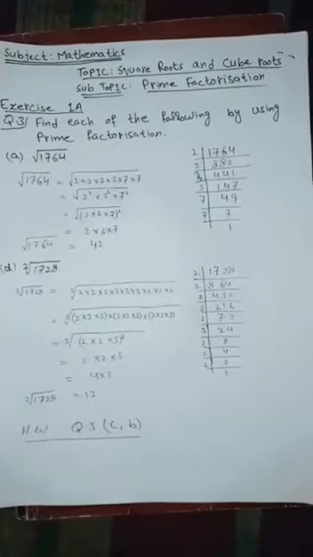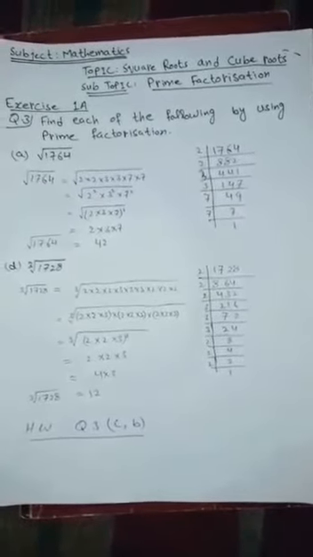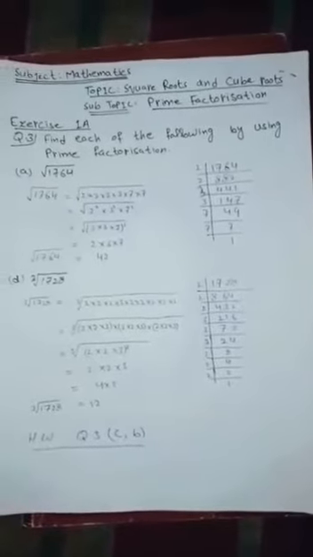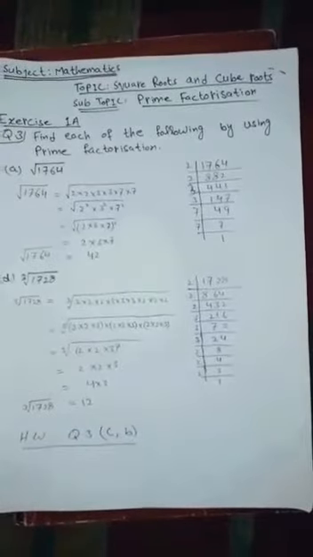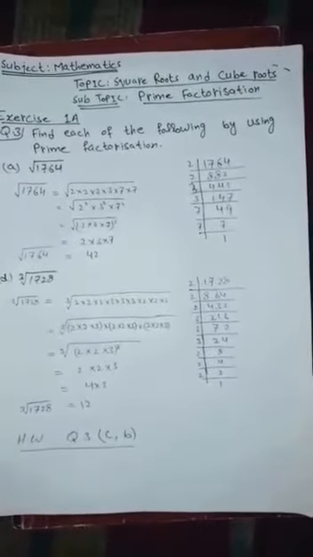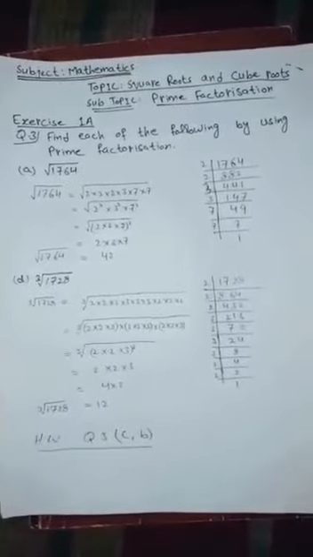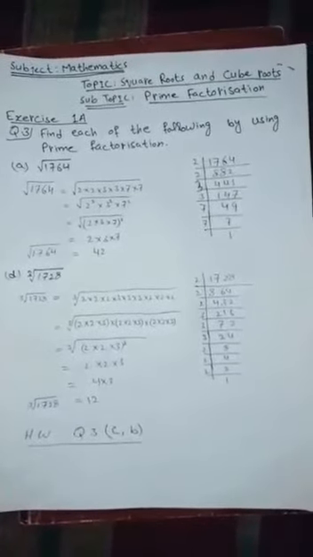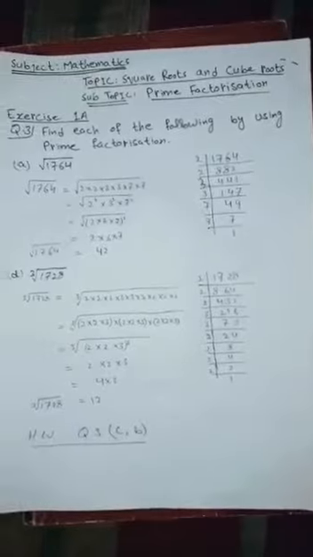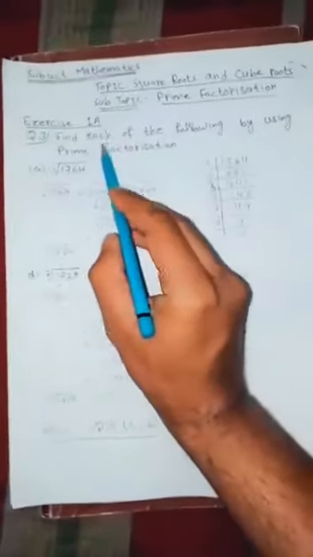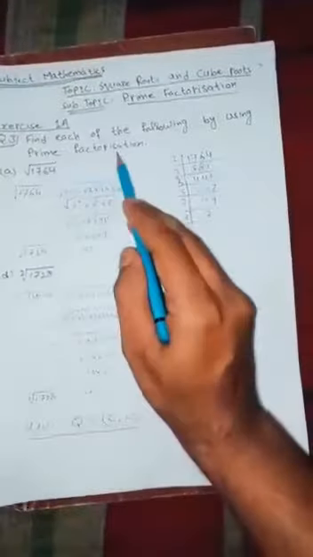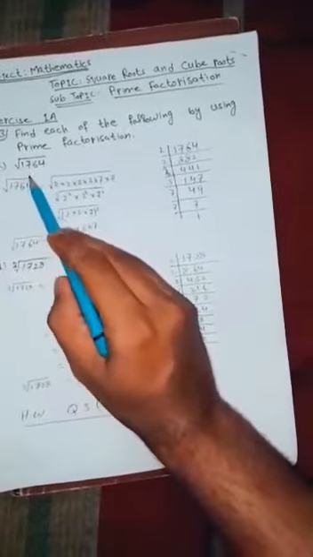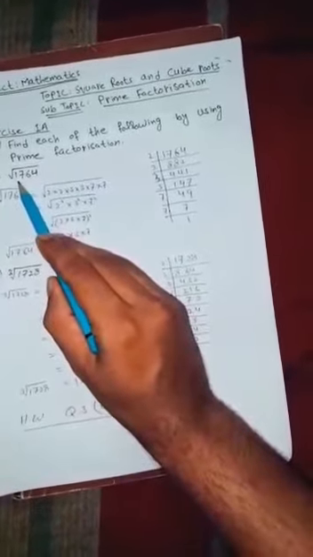Today we are trying to solve question number 3, exercise 1A, as our topic is square root and cube roots, and subtopic is prime factorization. We try to solve question number 3 of exercise 1A by the method of prime factorization. Here the question is, find each of the following by using prime factorization. A part. We have to find the square root of 1764.